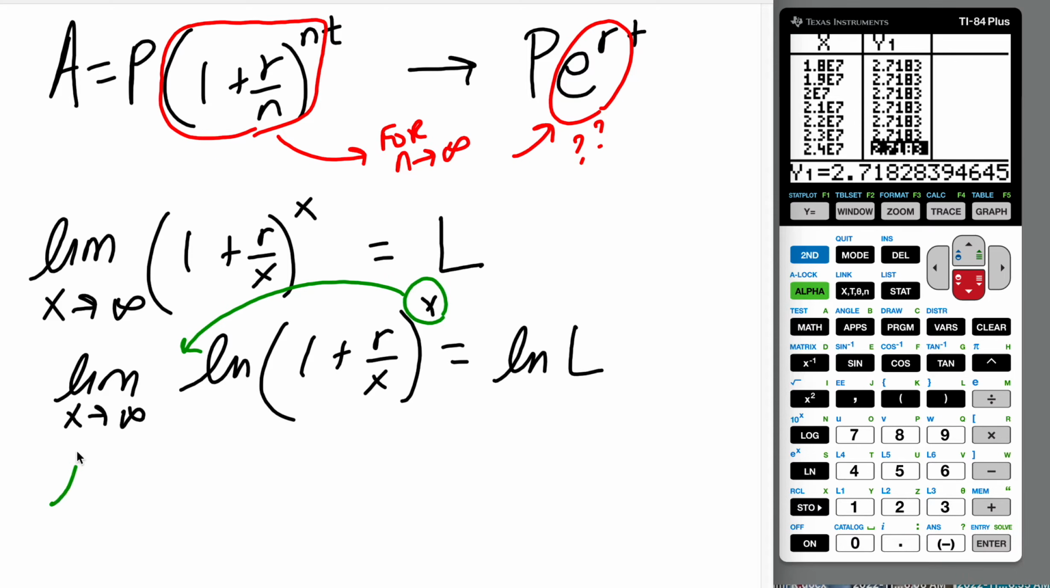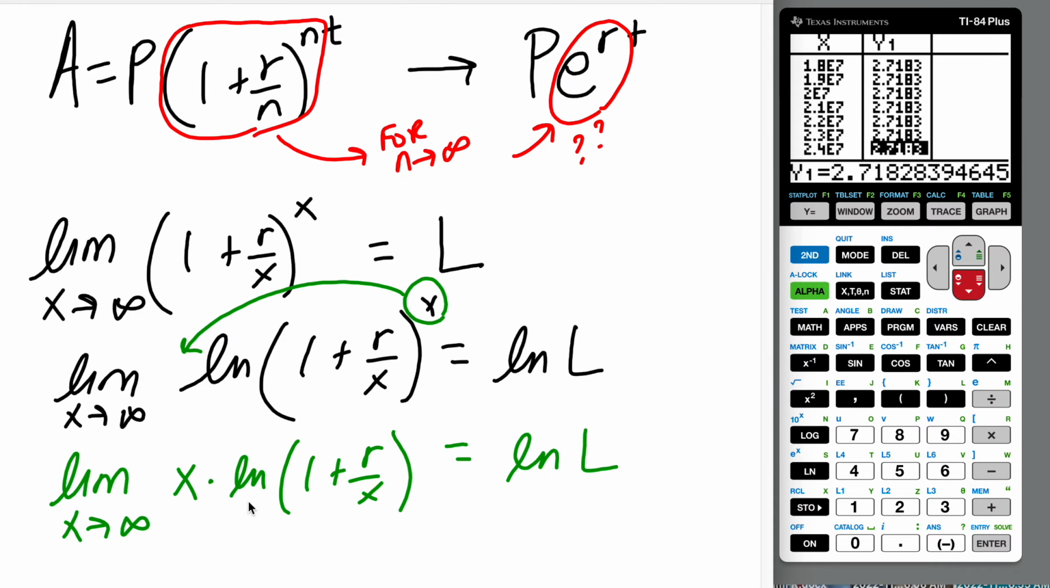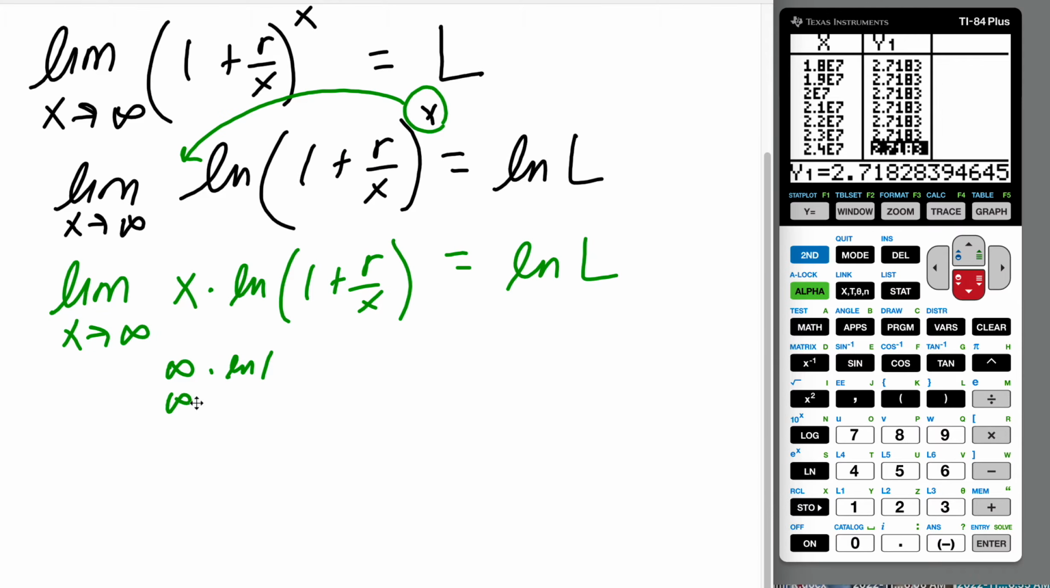So I'm going to get that this is the limit as x approaches infinity of x times the natural log of 1 plus r over x, and that equals the natural log of L. Well, the problem we're going to run into here is if I plug in infinity, I'm going to end up getting an infinity times a natural log of 1, which is an infinity times a 0, which is, again, one of those indeterminate forms.